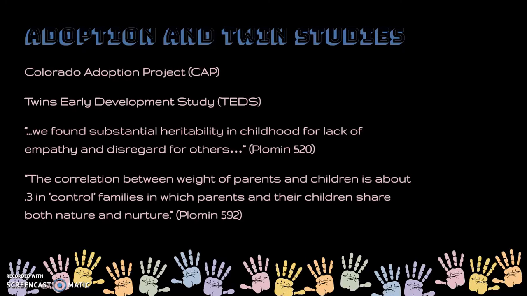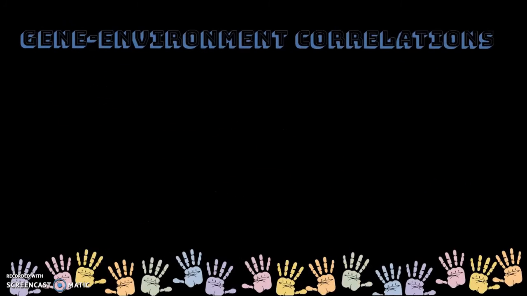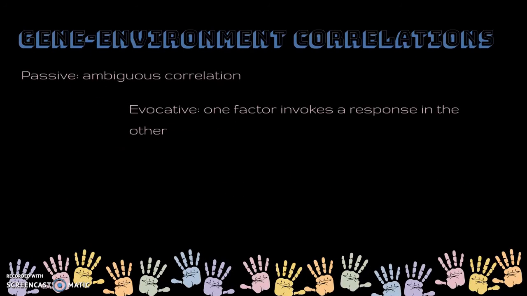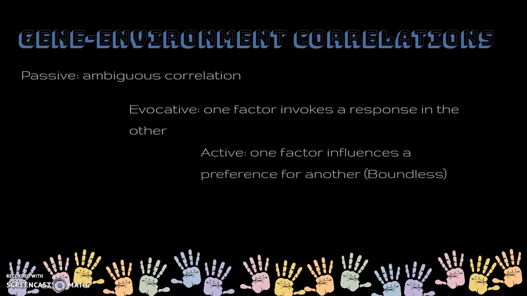Specifically, there are 3 types of gene-environment correlations: passive, evocative, and active. So passive has an ambiguous correlation, so your environment is the result of your genetics. Evocative, your heritable behavior evokes an environmental response. And then active, one factor influences a preference for another. So you may be extroverted, so you want to go out and talk to people, but if you were introverted, you would want to stay in, and that would be a result of your genetics.